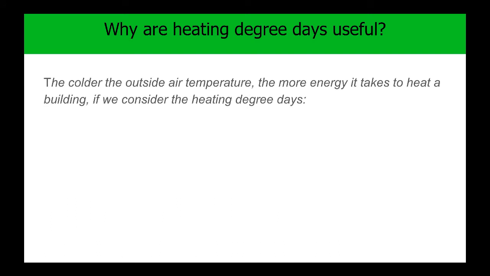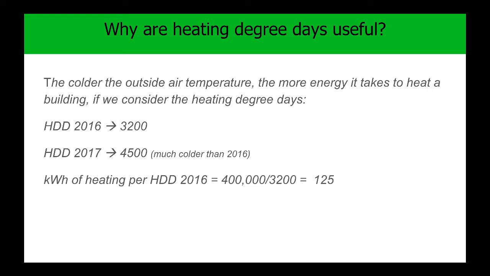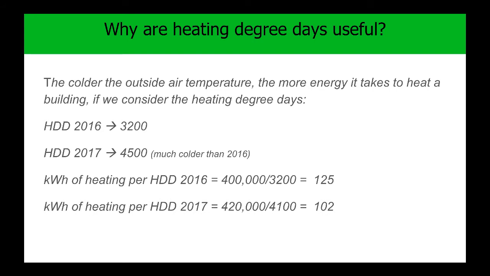But if we look at how cold it was in 2016 and 2017, we know that the colder it is, the more energy it takes to heat up a building. So if we also consider the heating degree days in 2016 to be 3,200 and in 2017 to be 4,500, and we normalize against these heating degree days, since it was much colder in 2017, actually the kilowatt hours of heating per heating degree day was much lower in 2017 than in 2016.